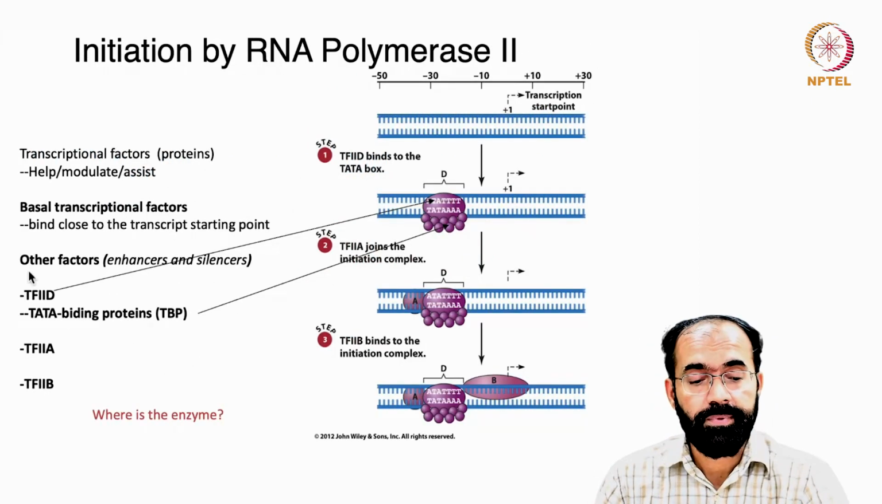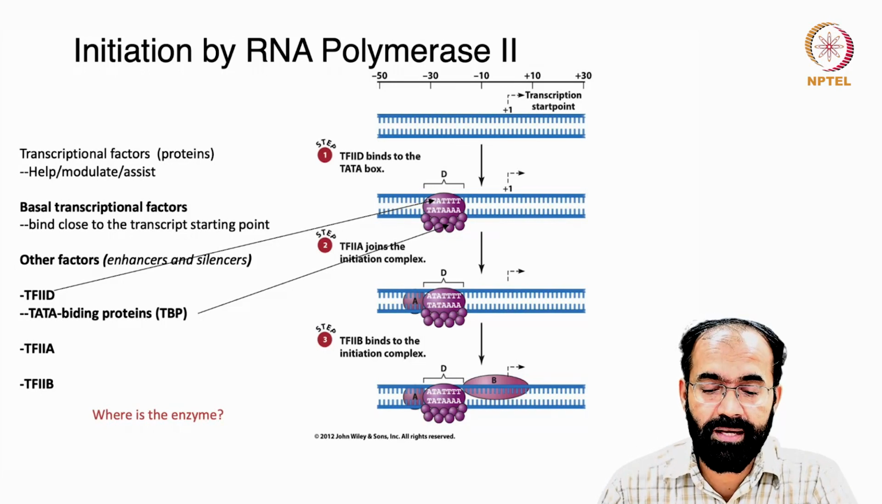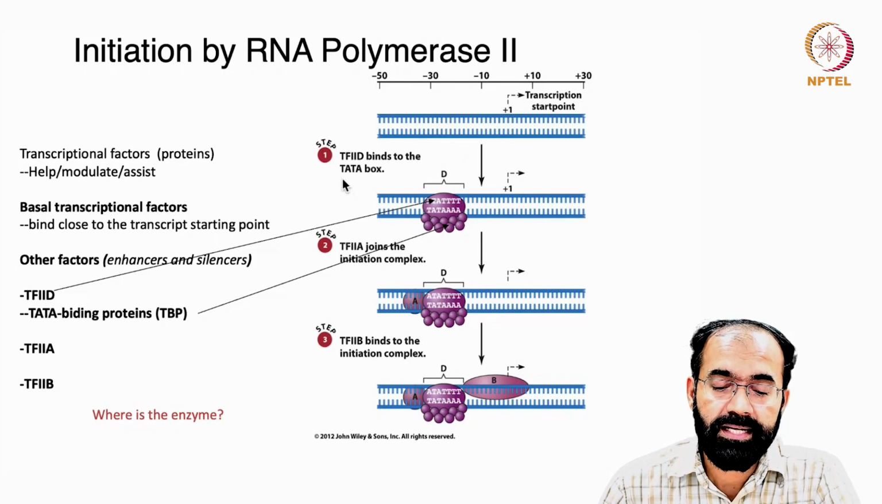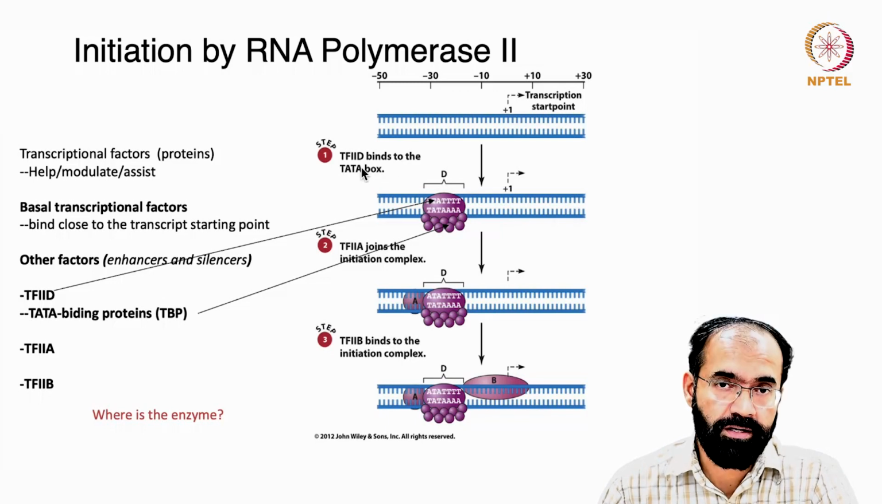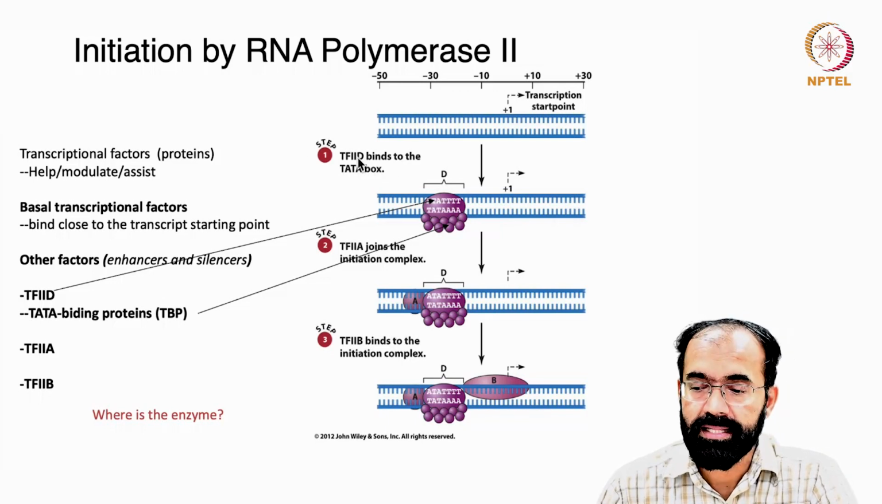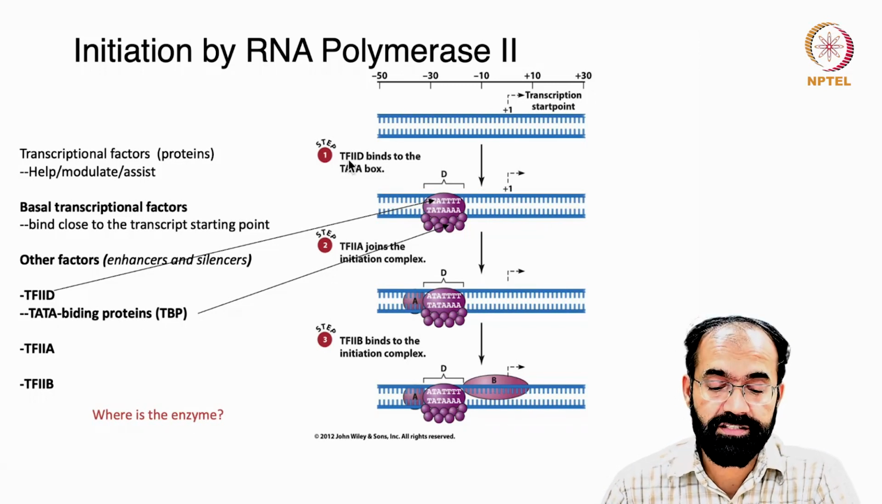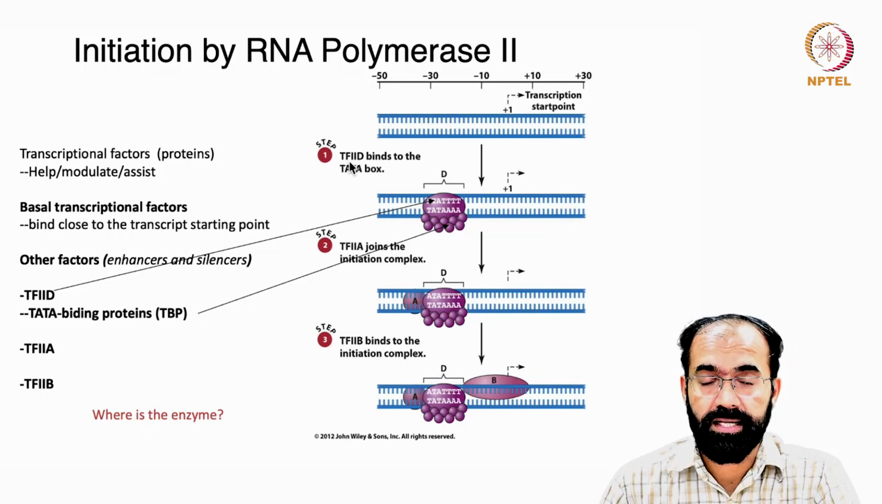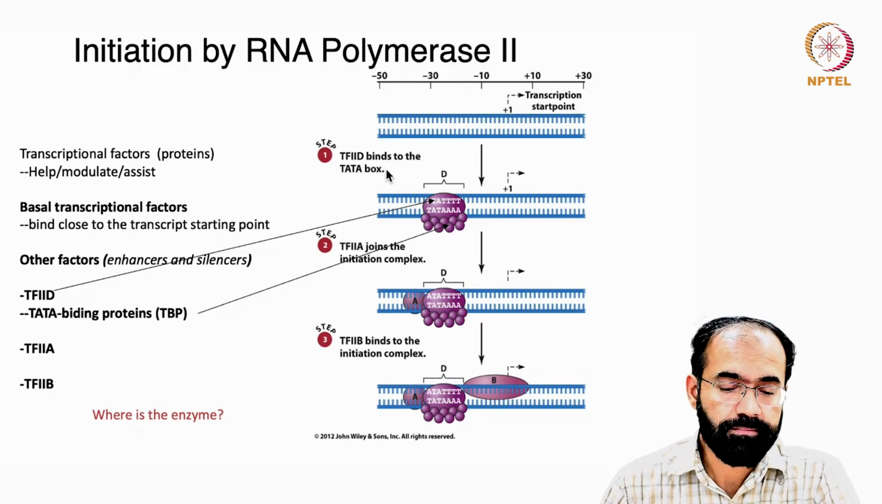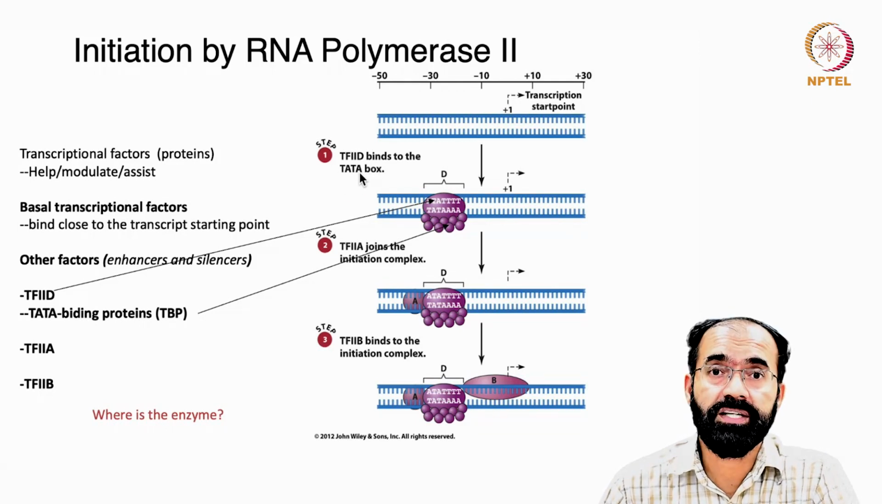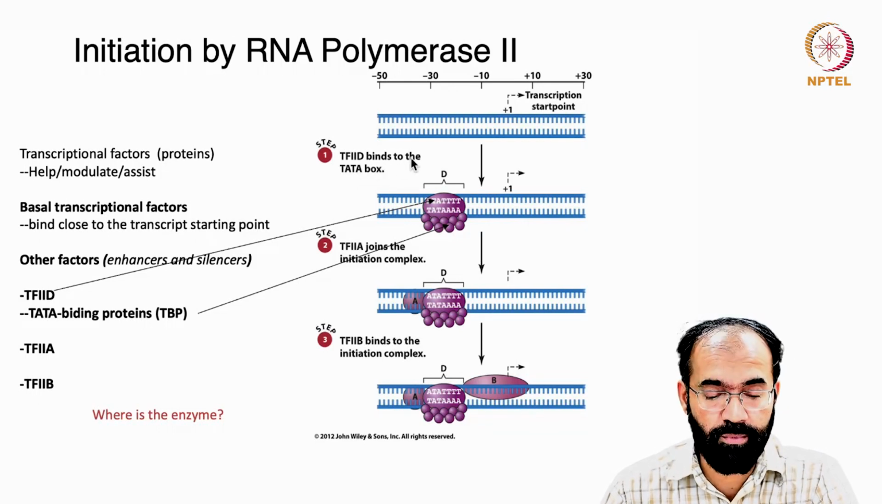So if you look at initiation of transcription by RNA polymerase II, it starts with one component of the RNA polymerase. There are 12 different subunits in the RNA polymerase complex. TFIID is an initiator molecule of the RNA polymerase II transcription. It binds onto the TATA box region of the promoter.